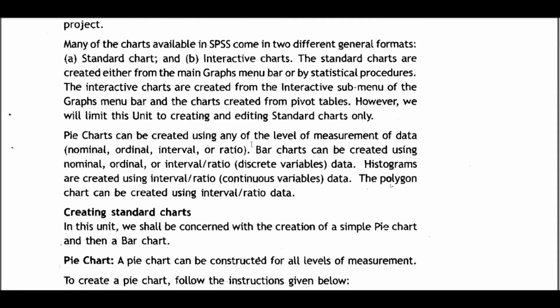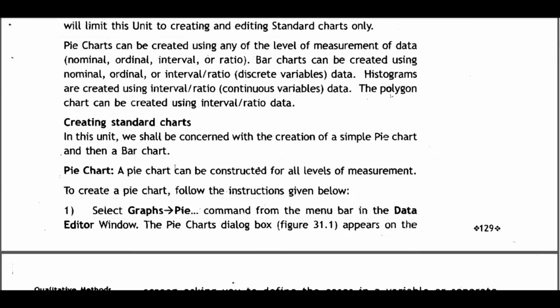Pie charts can be created using any level of measurement of data: nominal, ordinal, interval or ratio. Bar charts can be created using nominal, ordinal, or interval or ratio discrete variable data. Histograms are created using interval or ratio continuous variable data. The polygon chart can be created using interval or ratio data.